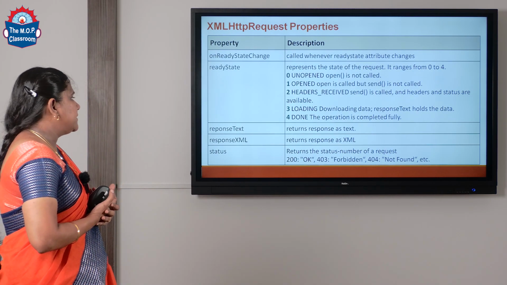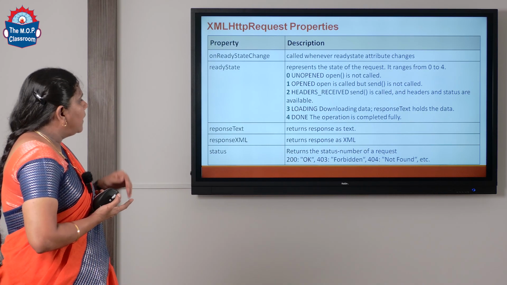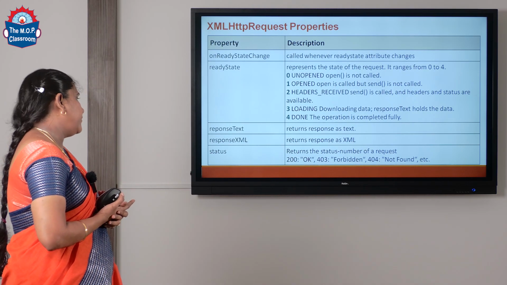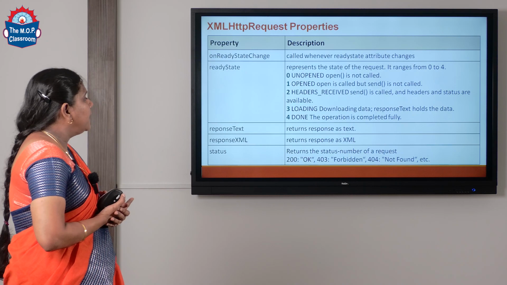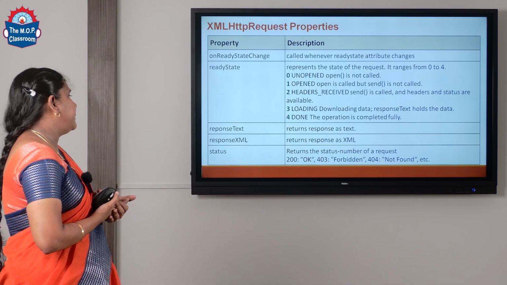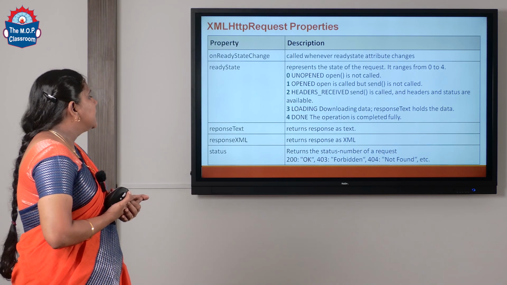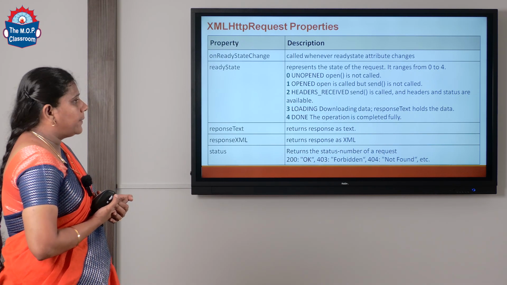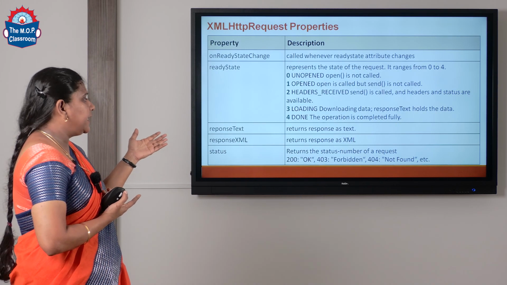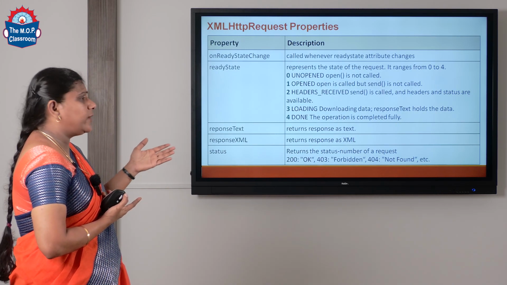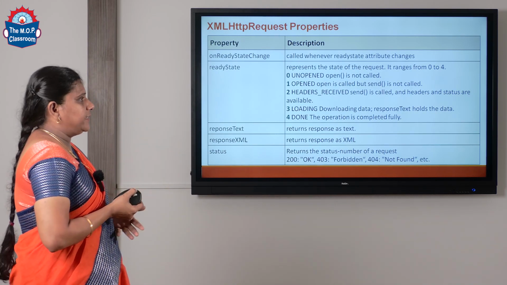And the third property is responseText. Here the returned response will be in the form of text. responseXML: here the returned response will be in the form of XML. And finally status, it returns the status number of a request. For example, 200 OK, 403 forbidden, 404 not found, etc. Similarly, you have many status numbers.